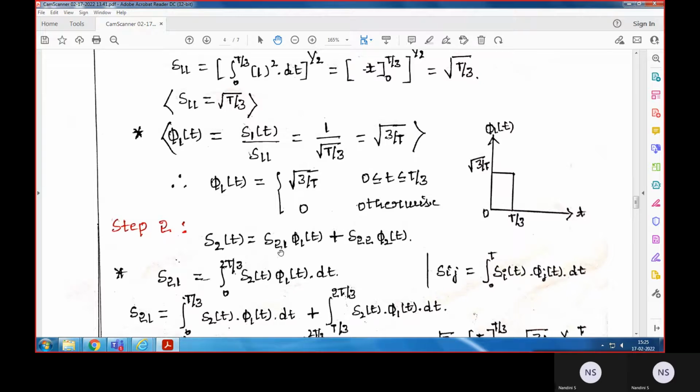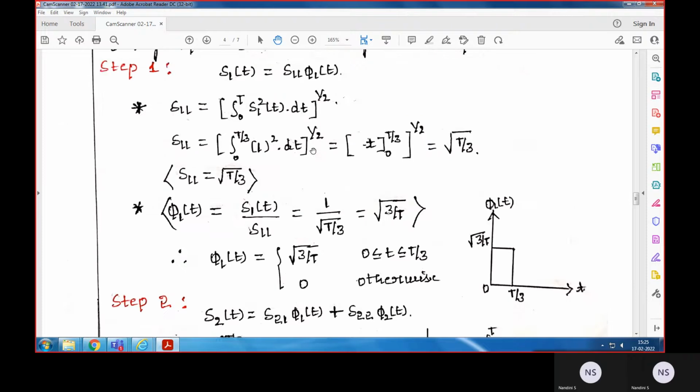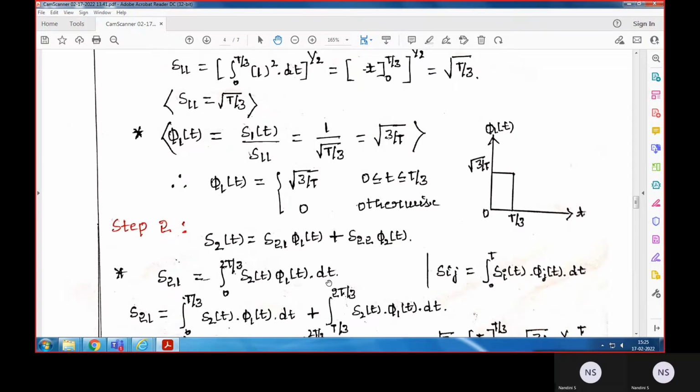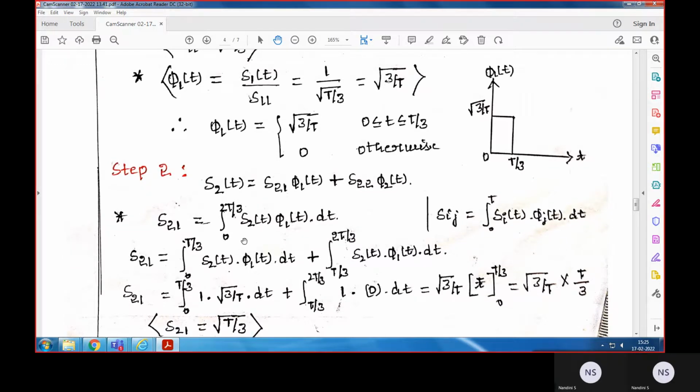The formula to calculate the coefficient S21: Sij is the integration of Si of t into phi j of t dt. So S21 is the integration from 0 to 2T by 3 of S2 of t phi1 of t dt. For simplification, I'm splitting this period into 0 to T by 3 and T by 3 to 2T by 3. So it is the integration from 0 to T by 3 of S2 of t phi1 of t, plus the integration from T by 3 to 2T by 3 of S2 of t phi1 of t dt.